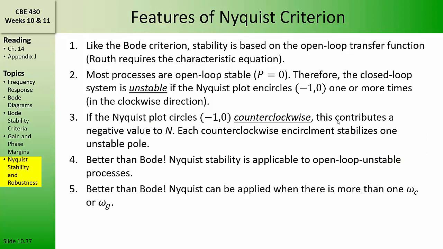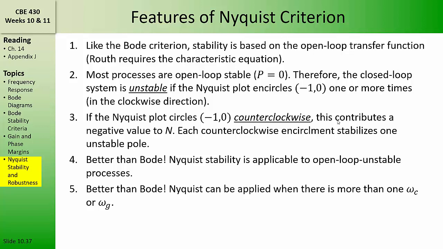Like the Bode stability criterion, the Nyquist stability criterion is based on the open loop transfer function. Recall that the methods from chapter 11, such as the Routh array method, require analysis of the characteristic equation. Now, most processes are open loop stable, that is, P is equal to 0. Or the number of unstable poles is 0. Therefore, the closed loop system will be unstable if the Nyquist plot encircles the point -1, 0 one or more times in the clockwise direction.